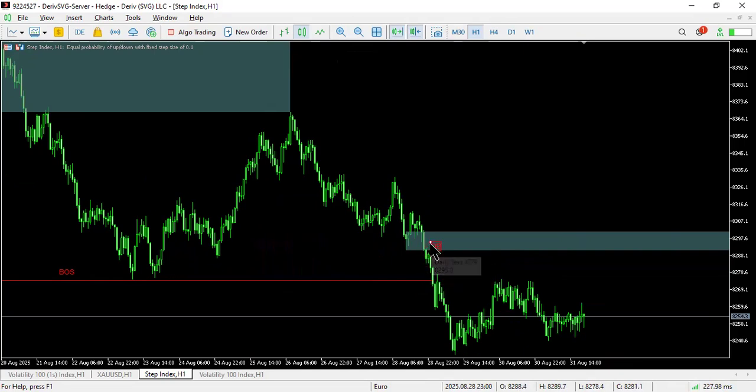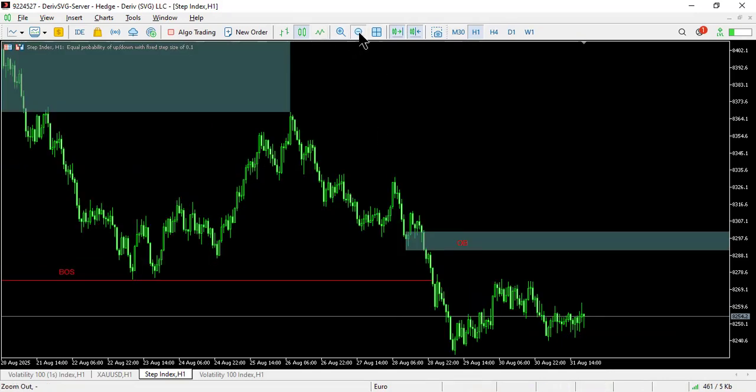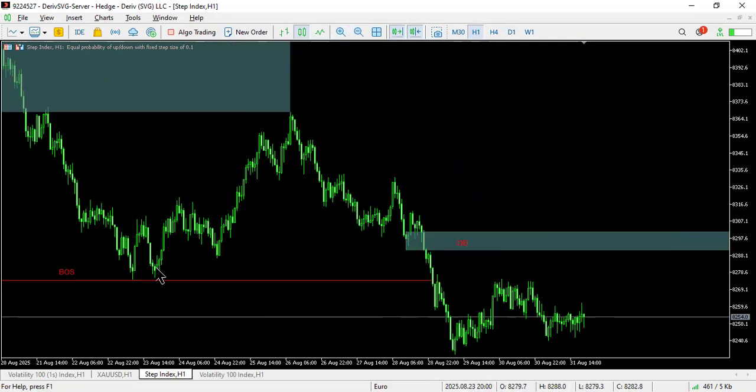From the 1 hour, that is the order block we are waiting for. And we cannot mark this as our order block because when price broke this structure, it did not mitigate that order block. Therefore, if we are to mark this as our order block, we'll just be trading from liquidity.